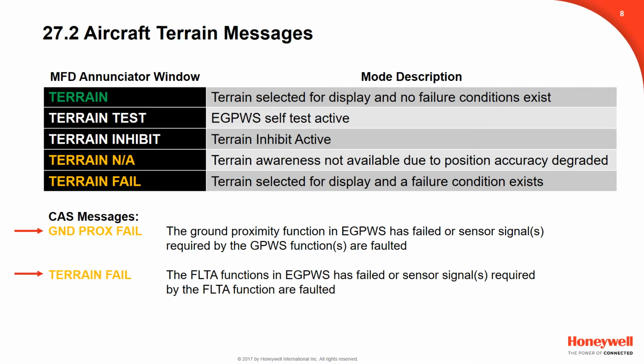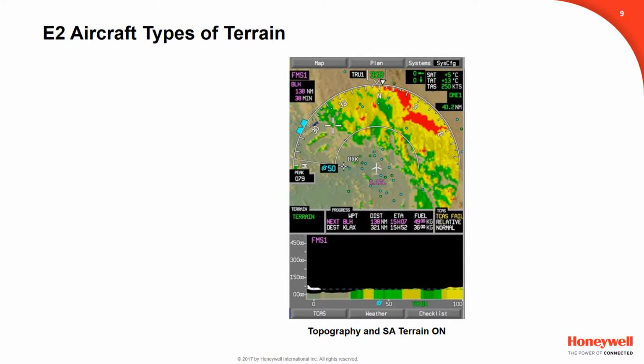There are also two caution messages, ground prox fail and terrain fail. These messages are covered in the Aircraft QRH and the Honeywell Pilot's Guide. On E-2 aircraft, there are three types of terrain generated for display.